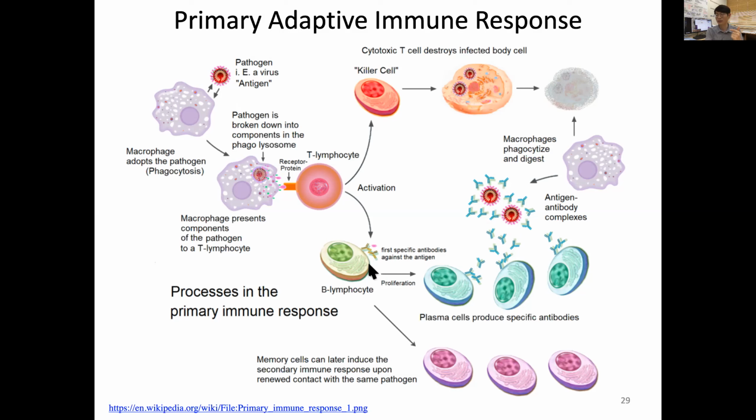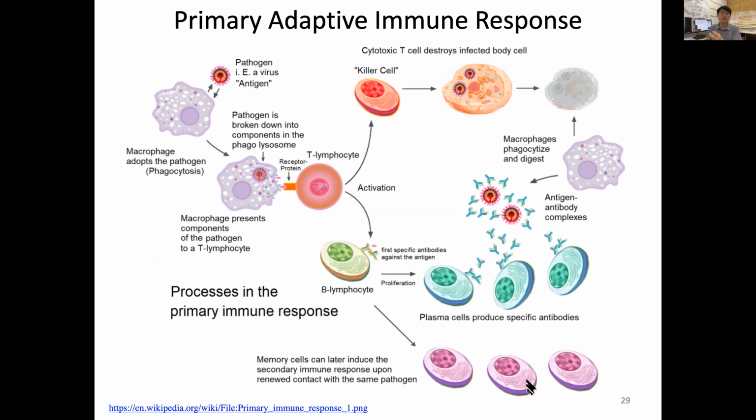On the other hand, some portion of these B lymphocytes differentiate into memory cells. So that memory cell is not for now, but for the future. They later induce a secondary immune response upon renewed contact with the same pathogen. They are like a kind of reserve force specific to this antigen; we now have memory cells.